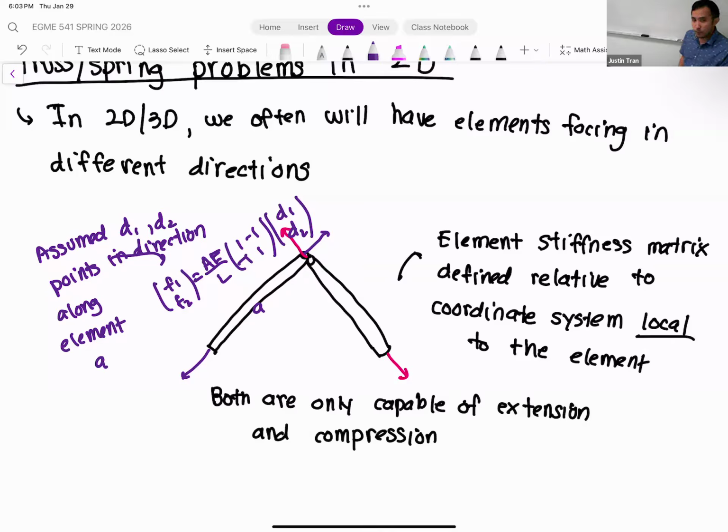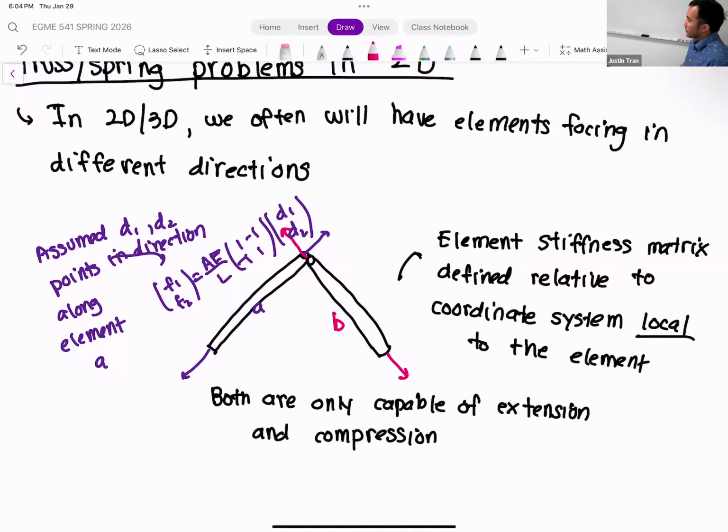Now we can do the same thing for element B, the pink element. We can define its element stiffness matrix in the same way. But again, that makes the assumption that the deformations are in the directions of the pink arrows. Okay. And so that's all fine.